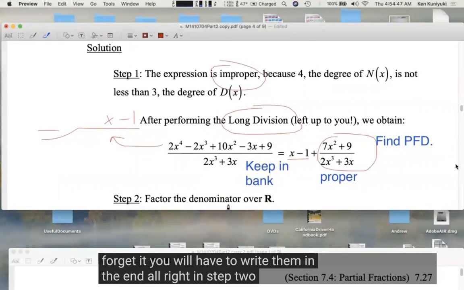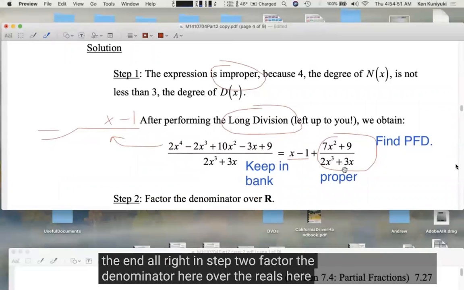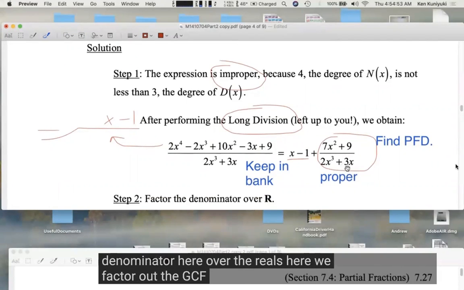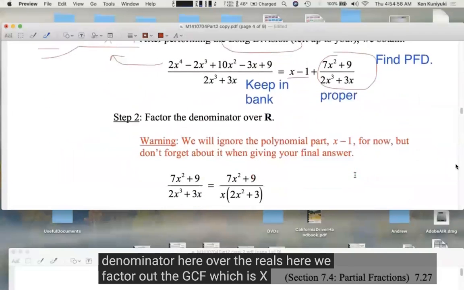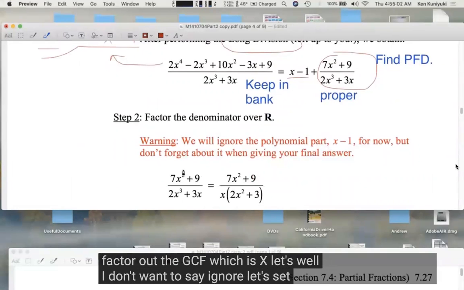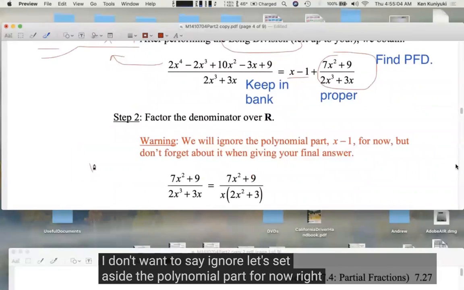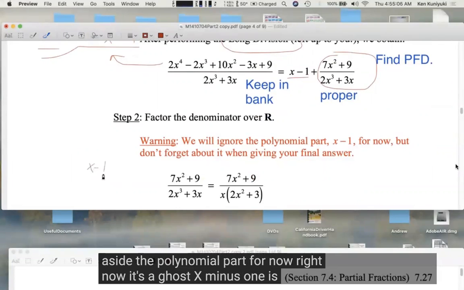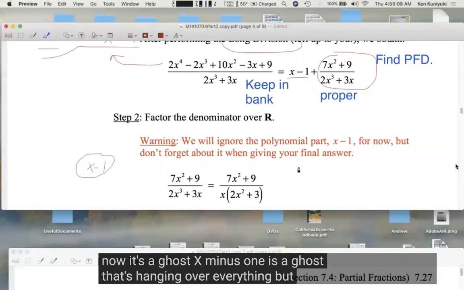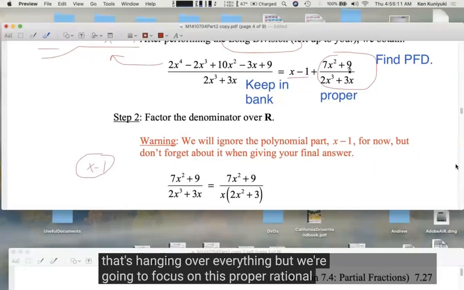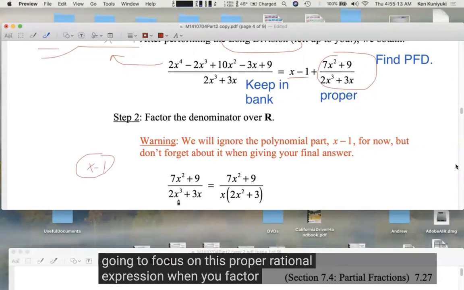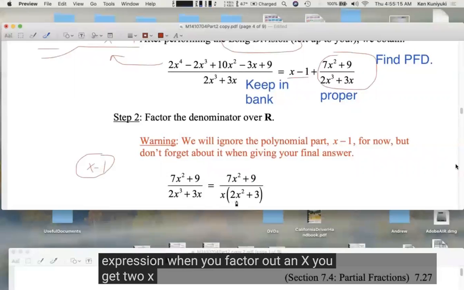All right, in step 2, factor the denominator here over the reals. Here we factor out the GCF, which is x. Well, I don't want to say ignore. Let's set aside the polynomial part for now. Right now, it's a ghost. X minus 1 is a ghost that's hanging over everything, but we're going to focus on this proper rational expression. When you factor out an x, you get 2x squared plus 3 as the other factor.